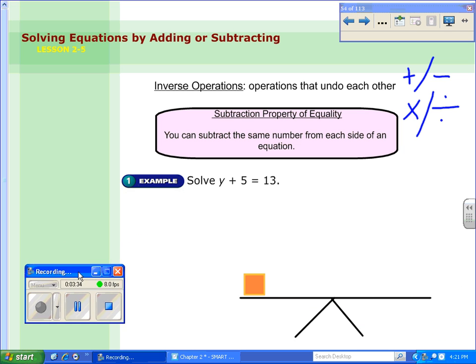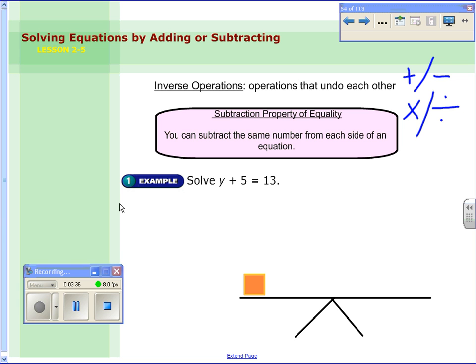All right, so here's the subtraction property of equality. Basically, you can subtract the same number from each side of an equation, and it still makes those sides equal. That's why I keep using the scale. As long as you do something to both sides, your scale will be considered even or equal.